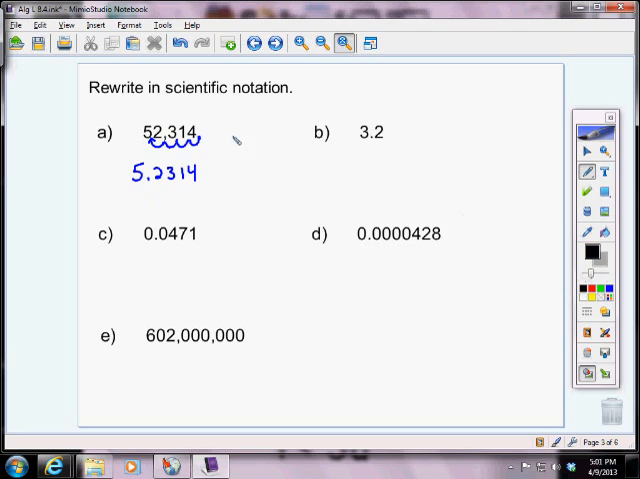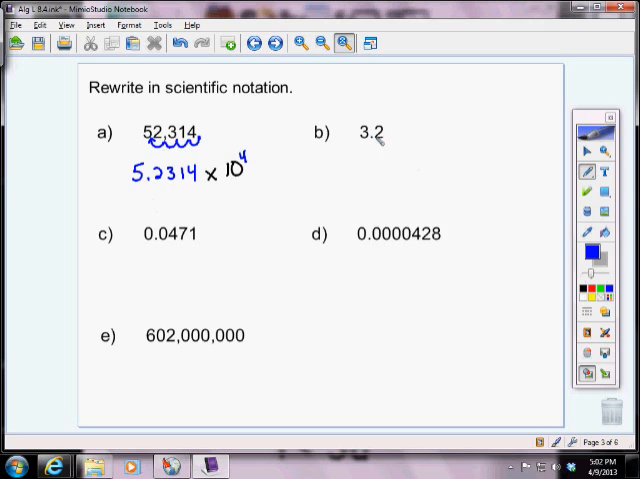Always, always, always, then you go times 10, and then you've got to figure out what number you raise it to. Well, I moved it over 1, 2, 3, 4 times, so you raise it to the fourth. Again, 5.2314 times 10,000 would be 52,314.